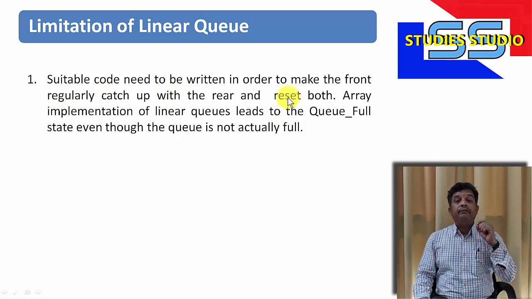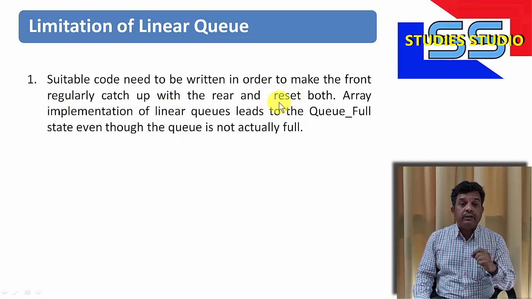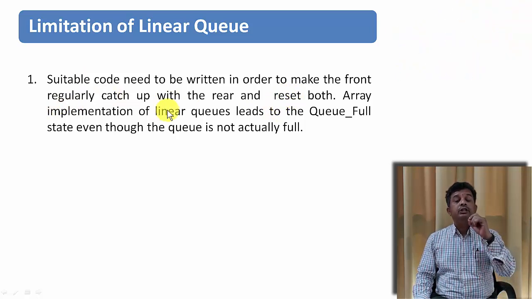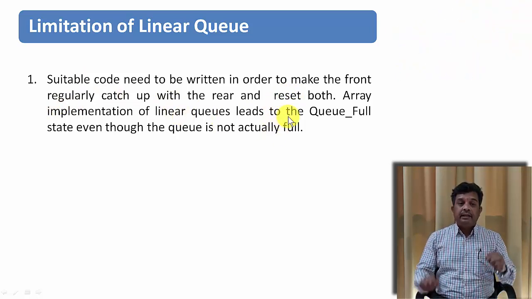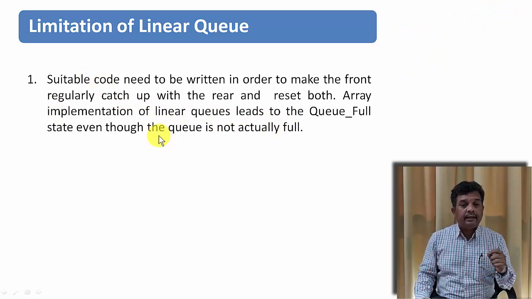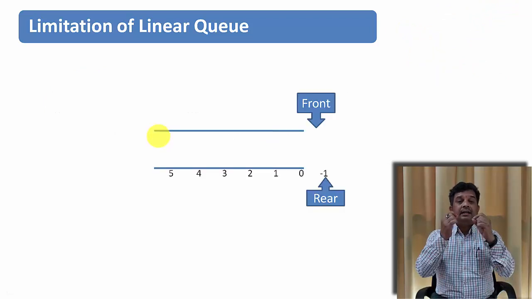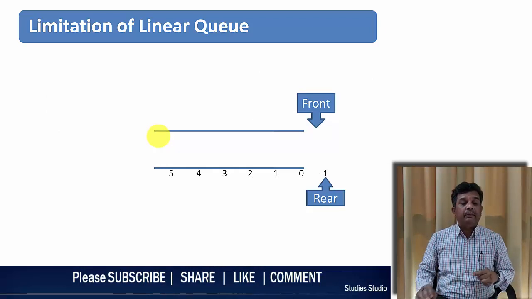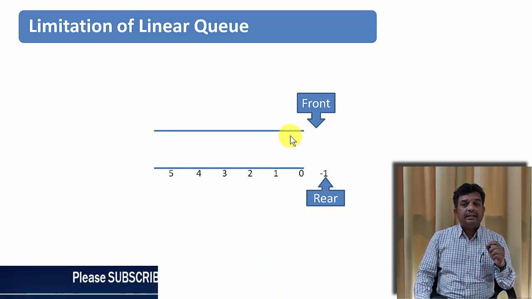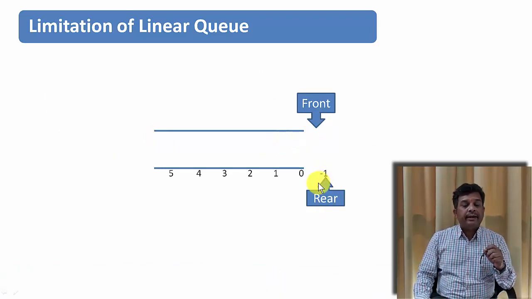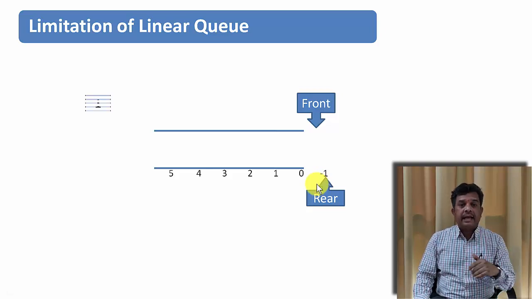Array implementation of a linear queue leads to a queue full state even though the queue is not actually full. This is a very important thing. To understand this, let us see a small graphic. Now let us say front and rear are pointing to -1. Nothing is there in the queue.